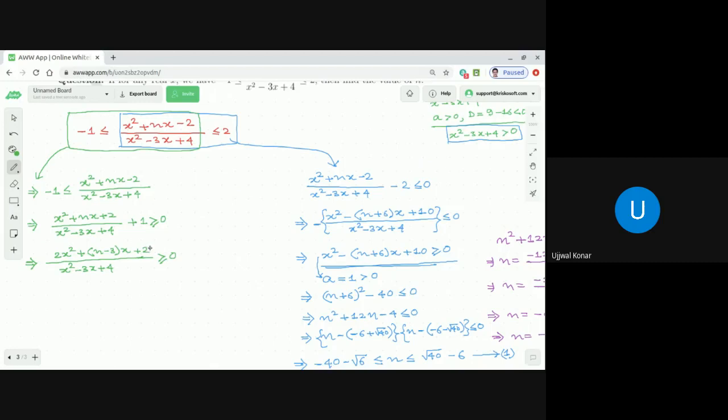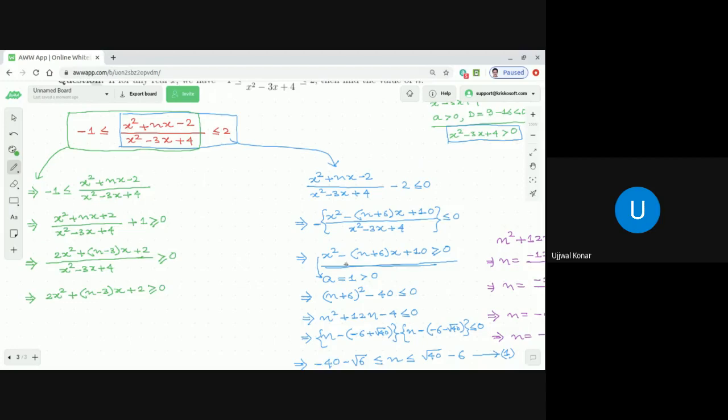Now, we just learned a few minutes back that x square minus 3x plus 4 is always greater than or equal to 0. So we can multiply this quantity, x square minus 3x plus 4, on both sides of the inequality without changing the inequality sign. So what we are going to get is 2x square plus (n minus 3) into x plus 2 greater than or equal to 0.